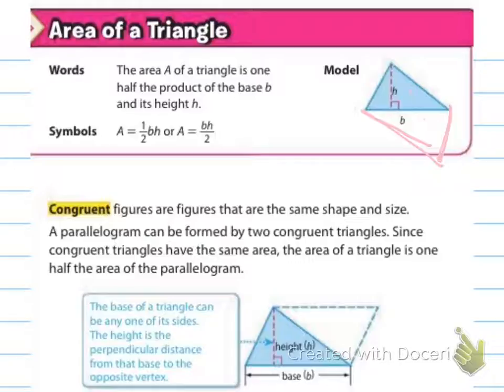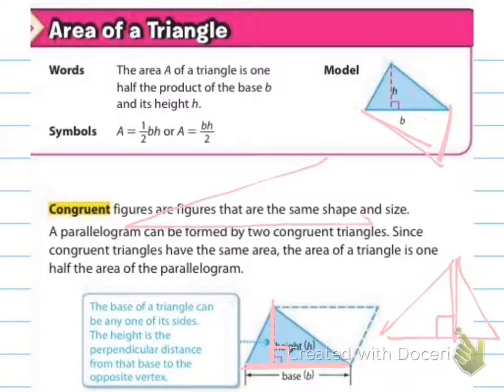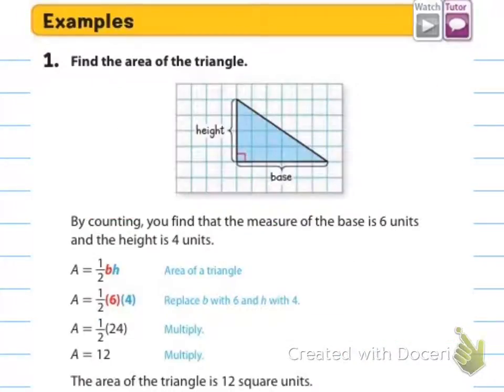So the base of the triangle can be any of the sides, and the height is perpendicular. So if I'm saying that this is my base, then I need to find the distance at a 90-degree angle to the very tip, and that's going to be called my height. So if it was a triangle like this, this would be my 90-degree angle. If it's a triangle like this, this would be my 90-degree angle to the tip, but at a 90-degree angle with the base. And that's called perpendicular.